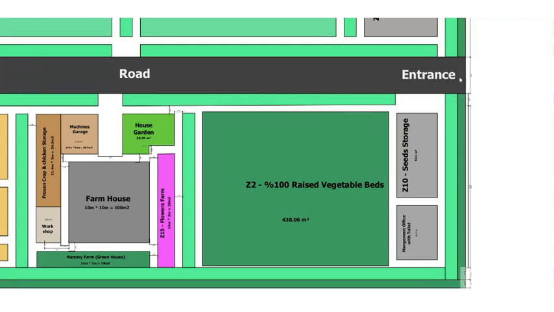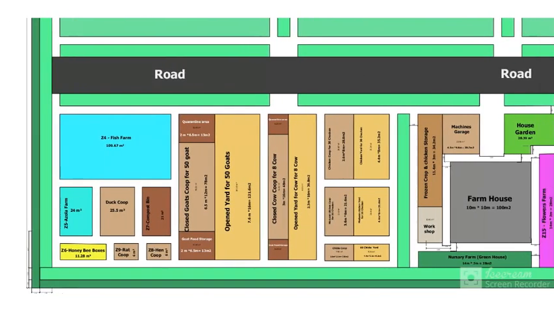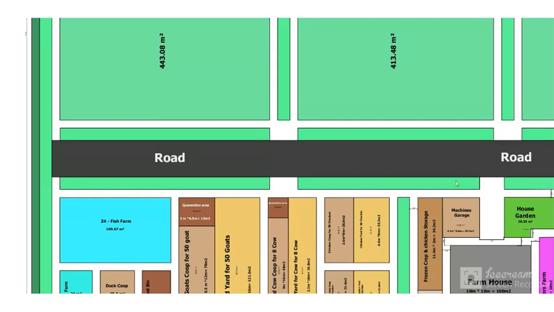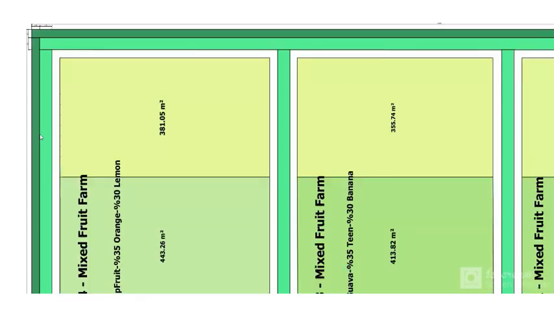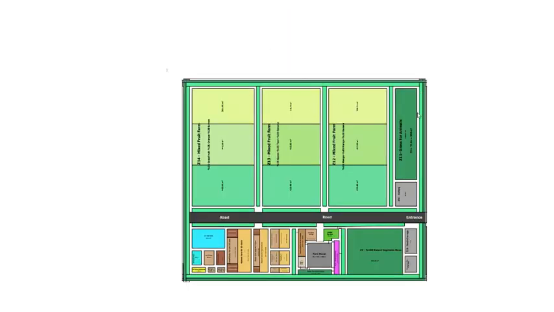Now this is the farm. Inside the farm, zone one is mixed fruits cultivated on the borders of this farm. As you see here, all the borders are cultivated with mixed fruit. These borders surround the whole project. We can produce a lot of fruits. These borders, all this is zone one.